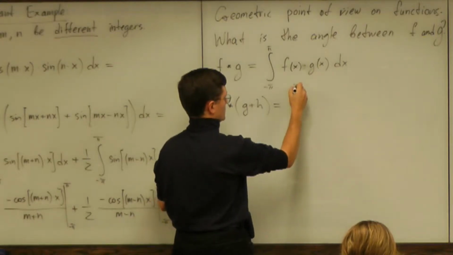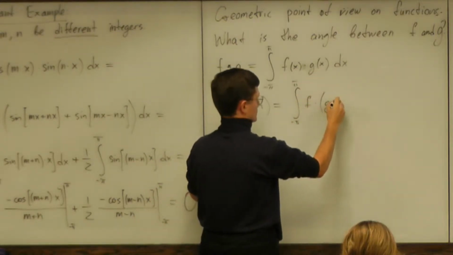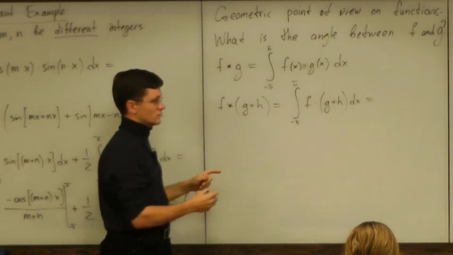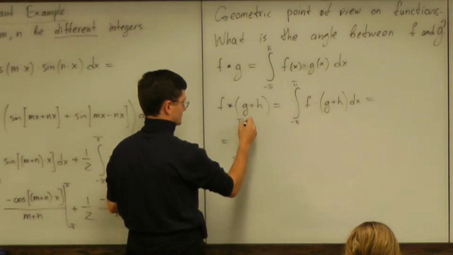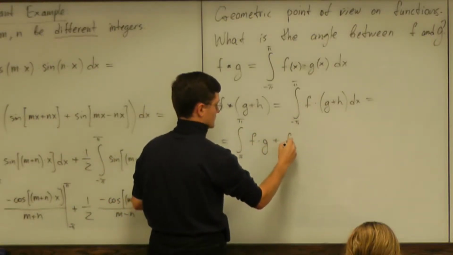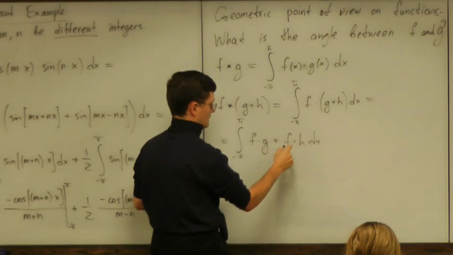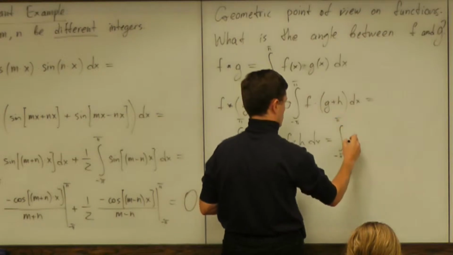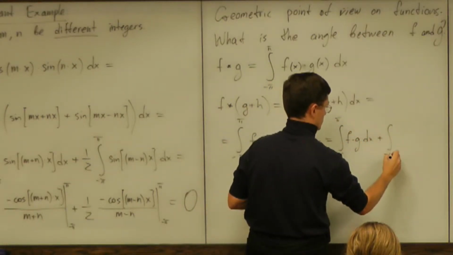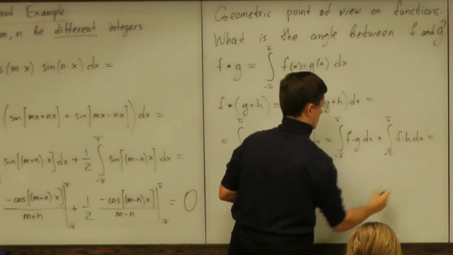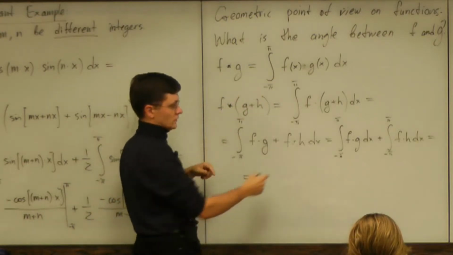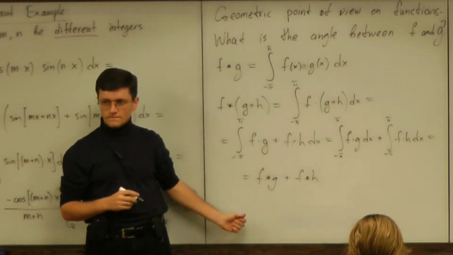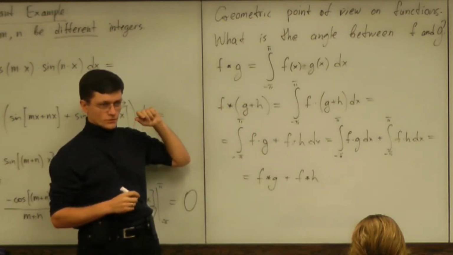What if I integrate the product of f times g plus h? Well, I know distributivity holds for the usual multiplication. So I can distribute there, f times g plus f times h. And then I can divide it into two integrals. The integral of f times g plus the integral of f times h. And I recognize those integrals as exactly dot products. The first is f dot product g, the second is f dot product h. All right, so that's the first crucial thing I need about the dot product.